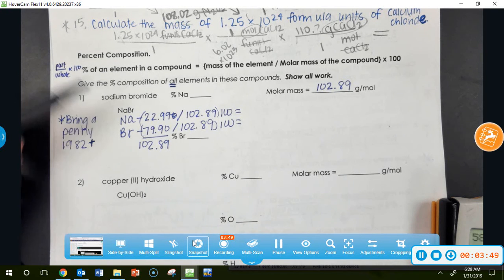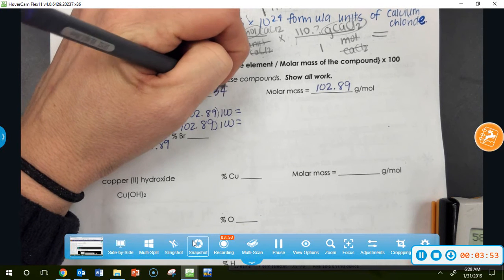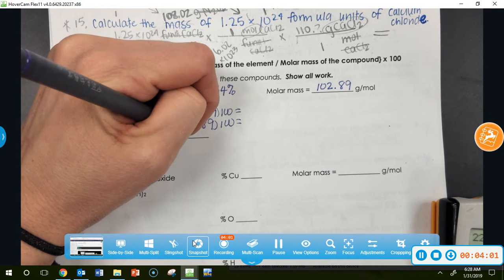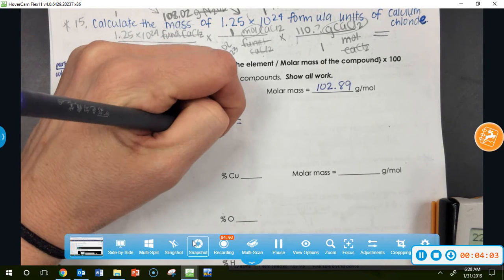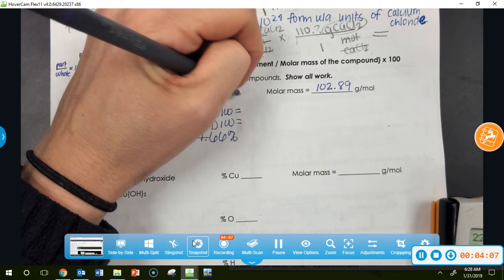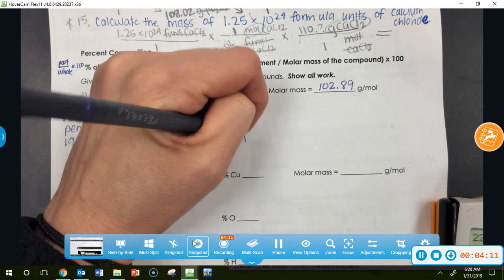For sodium, I get 22.34%. Take it 2 decimals in for me. For bromine, I get 77.66%. And always put the units. You want percent and sodium. And always circle your answer for me.